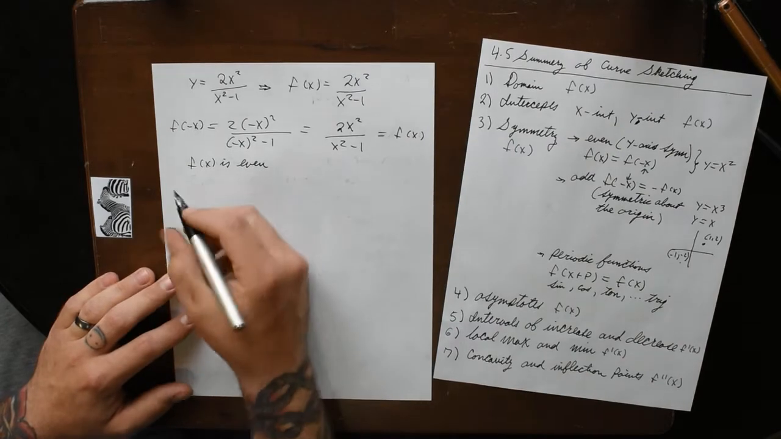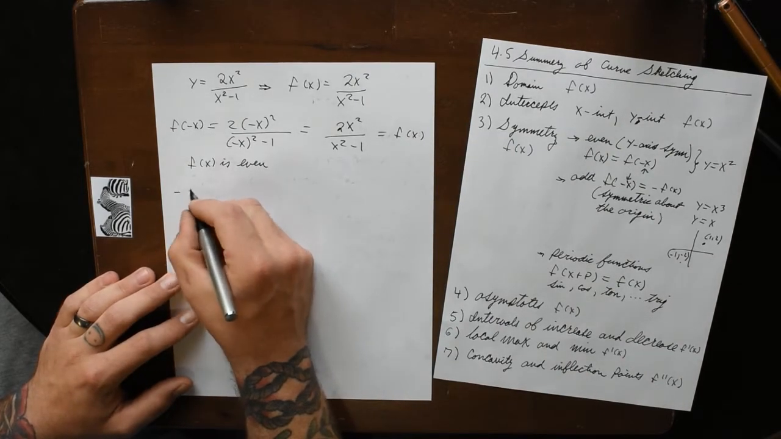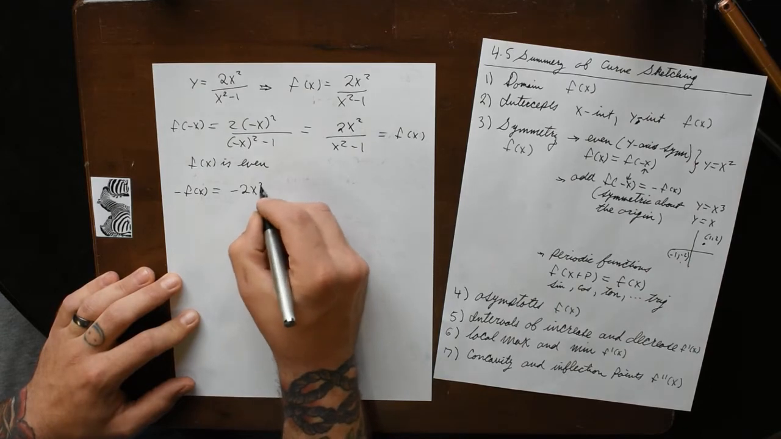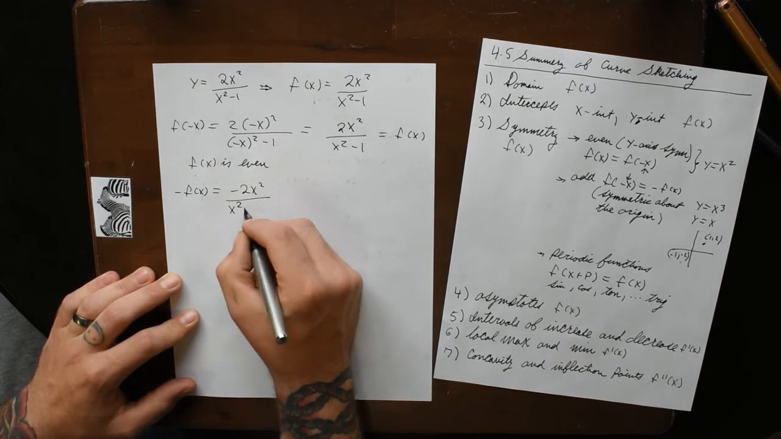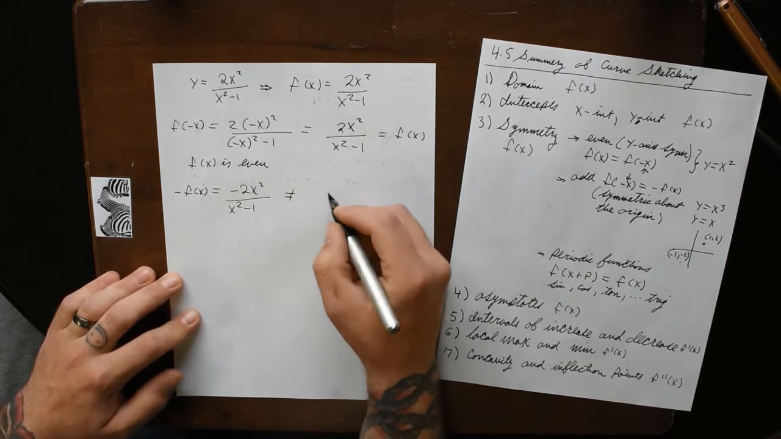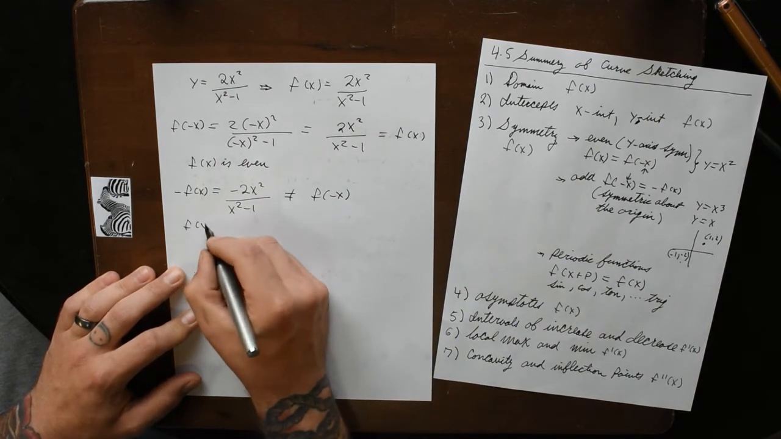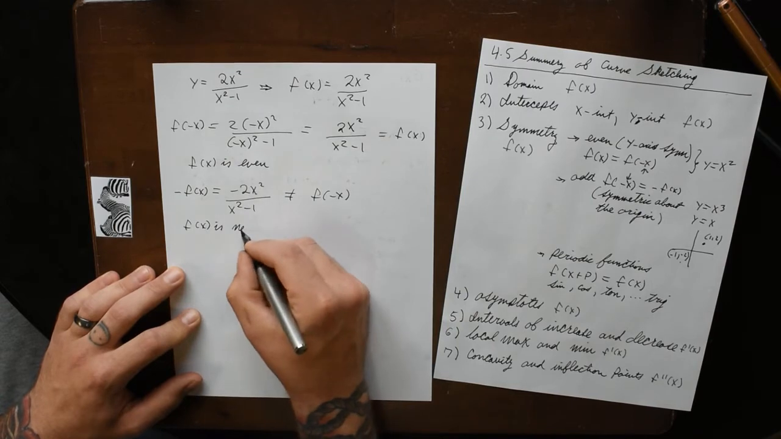And then we can test odd. To test odd, we need to figure out what negative f of x is, and that's a negative 2x squared all over x squared minus 1, which is different than f of negative x. So this tells us f of x is not odd.